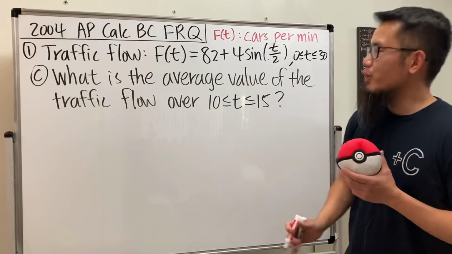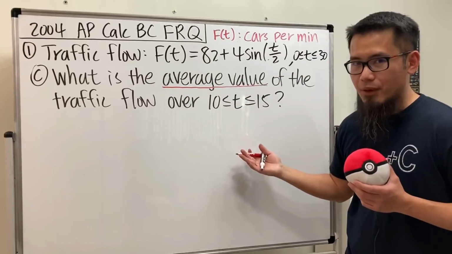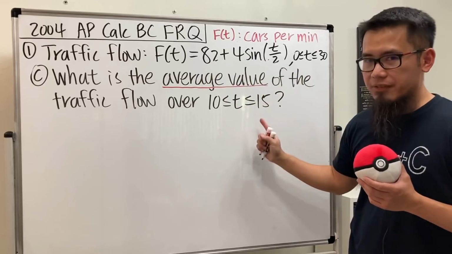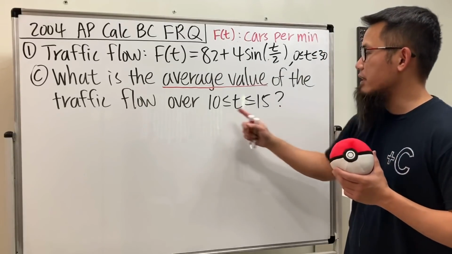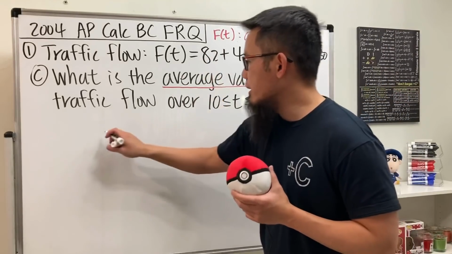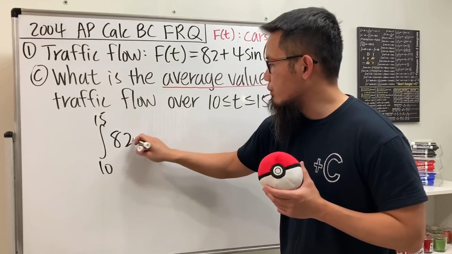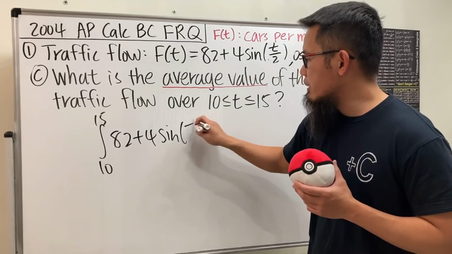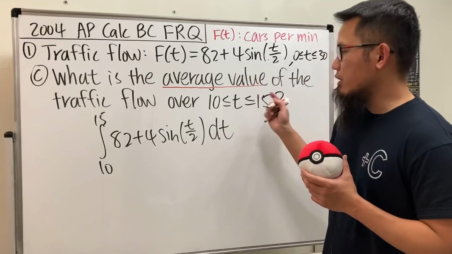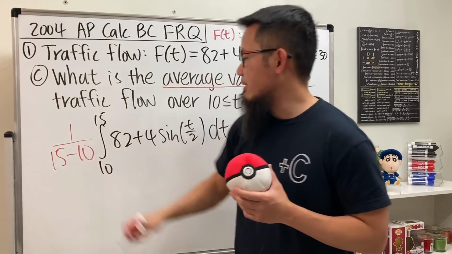Part C, we are going to find out the average value of the traffic flow over this interval. So here's the deal. We just have to integrate this over this interval and then divide it by the difference of this and that. That's all. That's how we find out the average value. So let's go ahead and get to work. We are going to integrate from 10 to 15, and then let's put this down right here, which is 82 plus 4 sine of t over 2, and then don't forget the dt. One common mistake is that people forget to divide. So just keep that in mind. Divided by 15 minus 10, like that.